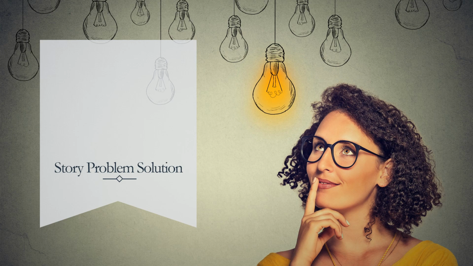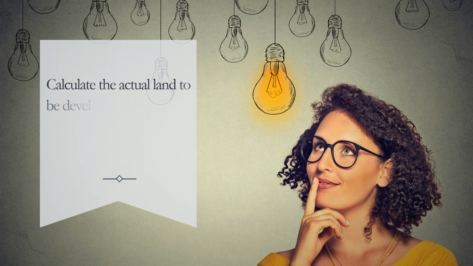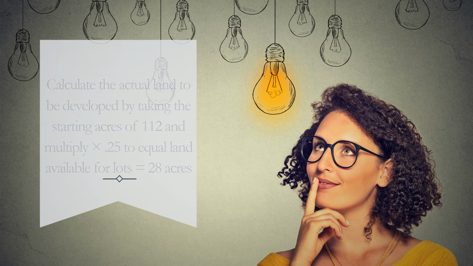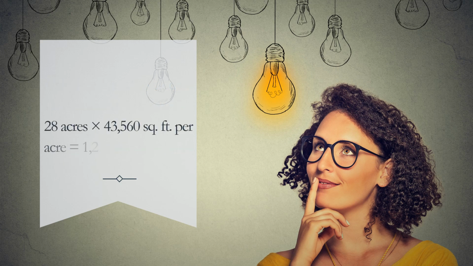Story problem solution. Calculate the actual land to be developed by taking the starting acres of 112 and multiplying by 0.25 to equal land available for lots, which equals 28 acres. 28 acres times 43,560 square feet per acre equals 1,219,680 total square feet available.